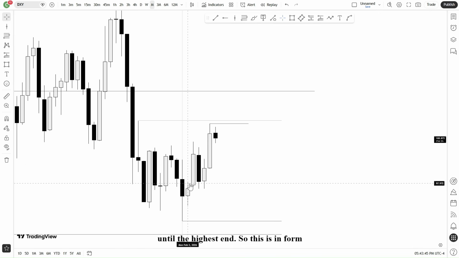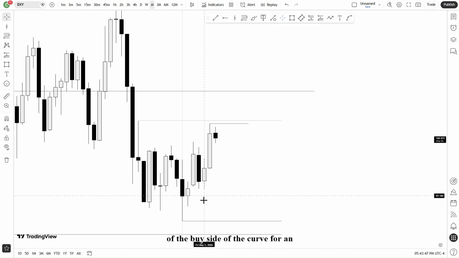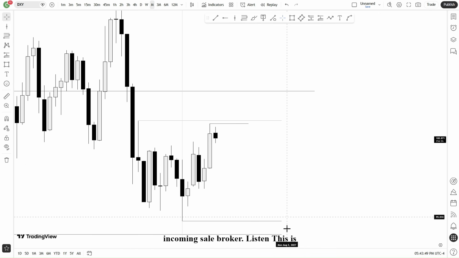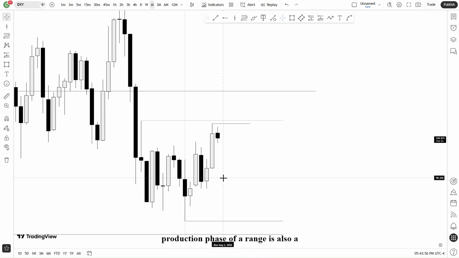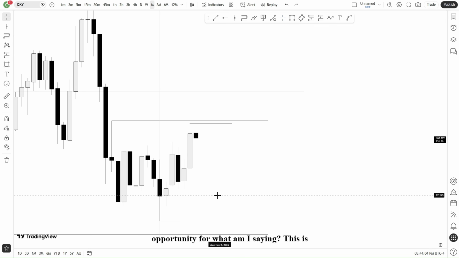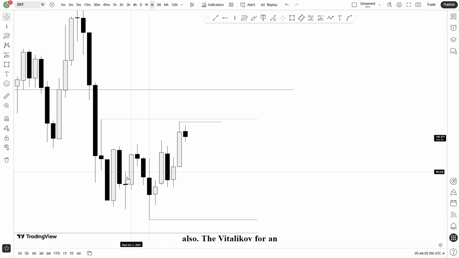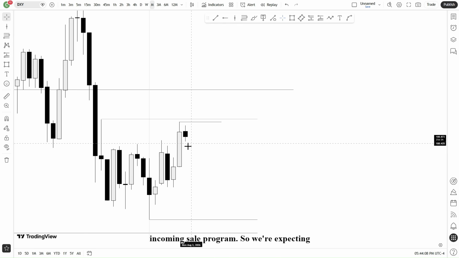So this is in form of the buy side of the curve for an incoming sell program. Listen, this is the yearly protraction phase. Listen, the protraction phase of a range is also a trade opportunity. So what am I saying? This is also the buy side of the curve for an incoming sell program.